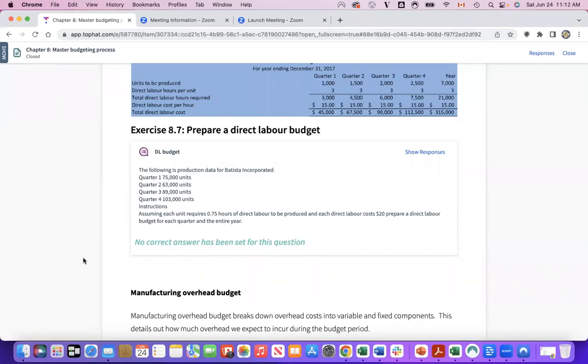Let's look at preparing a direct labor budget. The direct labor budgets are pretty straightforward here. The following is production data for Batista Incorporated in Exercise 8.7.